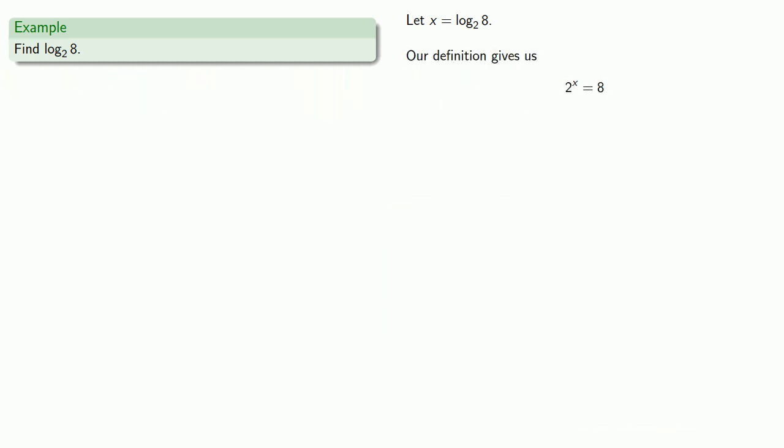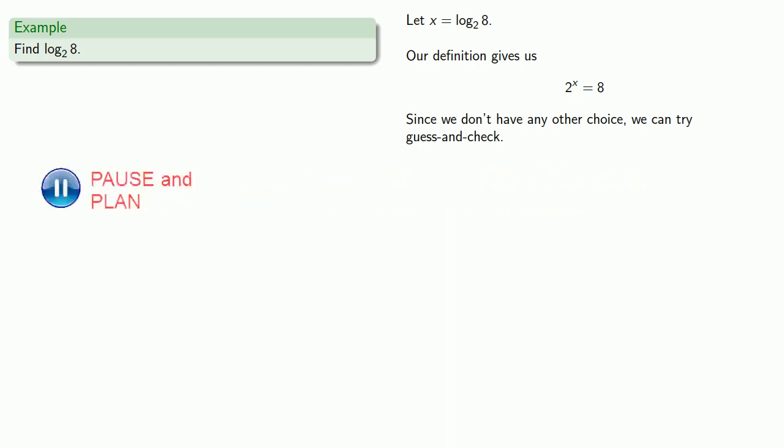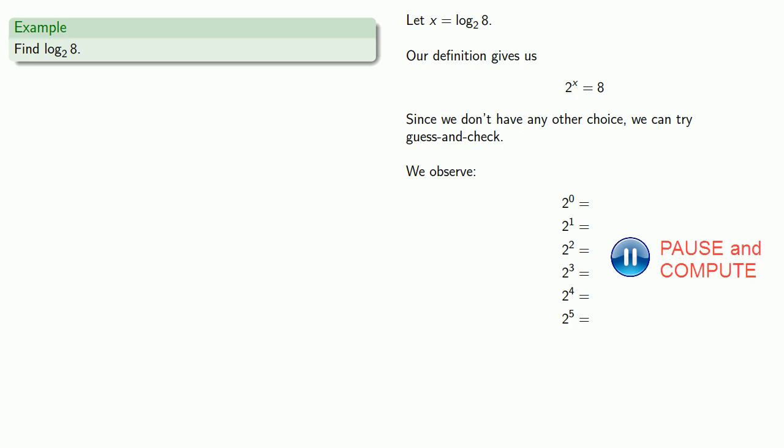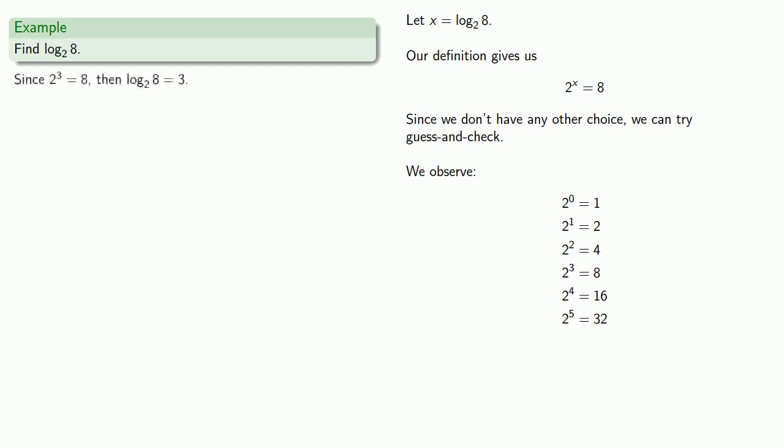Since we've been genetically programmed from birth with an inborn knowledge of logs, well, actually, since we don't have any other choice, we can try guess and check and try out different exponents. So we'll find 2 to the x for different exponents. And we find that 2 to the power 3 gives us 8, so x equals 3. So our exponent is 3, and we might summarize our results as follows. Since 2 to the power 3 equals 8, then log to base 2 of 8 is equal to 3.